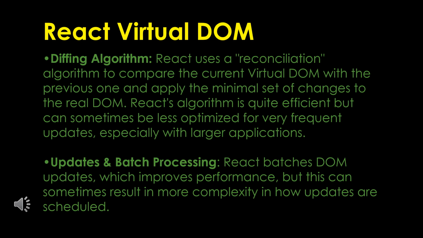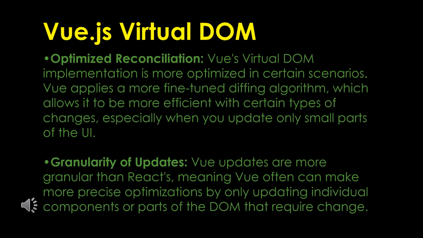Updates and batch processing: React batches DOM updates, which improves the performance, but this can sometimes result in more complexity in how updates are scheduled. Vue.js virtual DOM. Optimized reconciliation is one step and the second one is granularity of updates. Vue's virtual DOM implementation is more optimized in certain scenarios. Vue applies a more fine-tuned diffing algorithm, which allows it to be more efficient with certain types of changes, especially when you update only small parts of the UI.